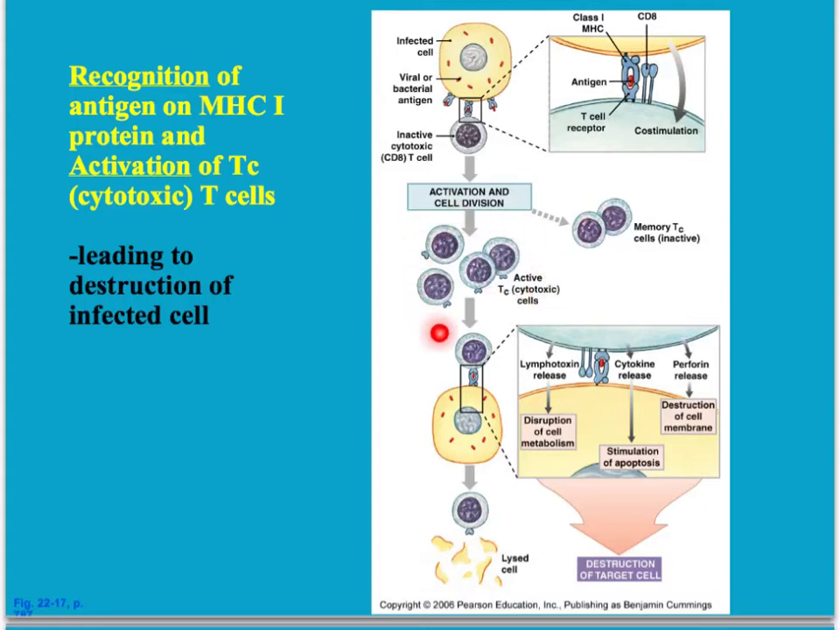Okay, so now these active ones are going to head out into the bloodstream. They're going to check out all the lymphatic organs, and they're going to look for more cells that are infected. And once they find them, they're going to find different ways of trying to destroy them. And I just realized that this says some different ways, but basically the ideas are the same.